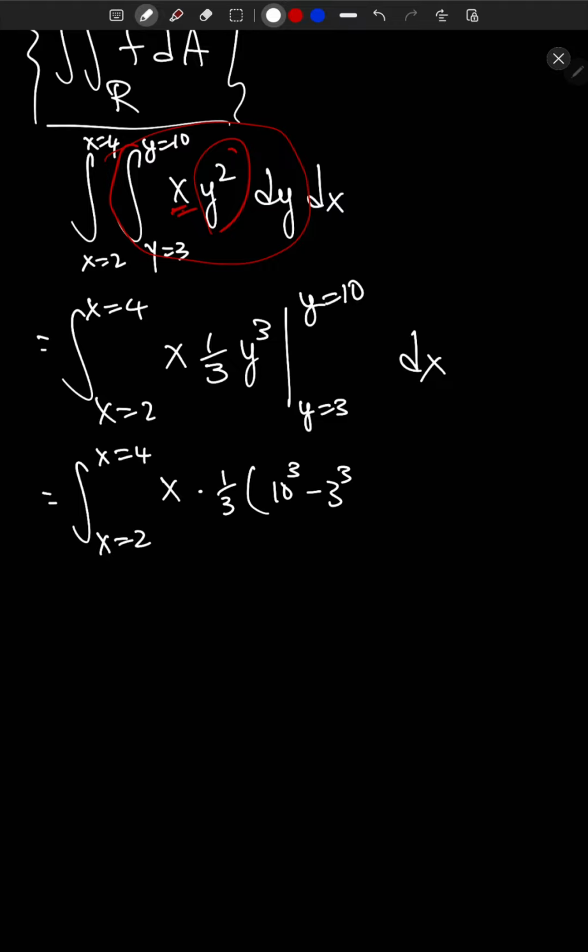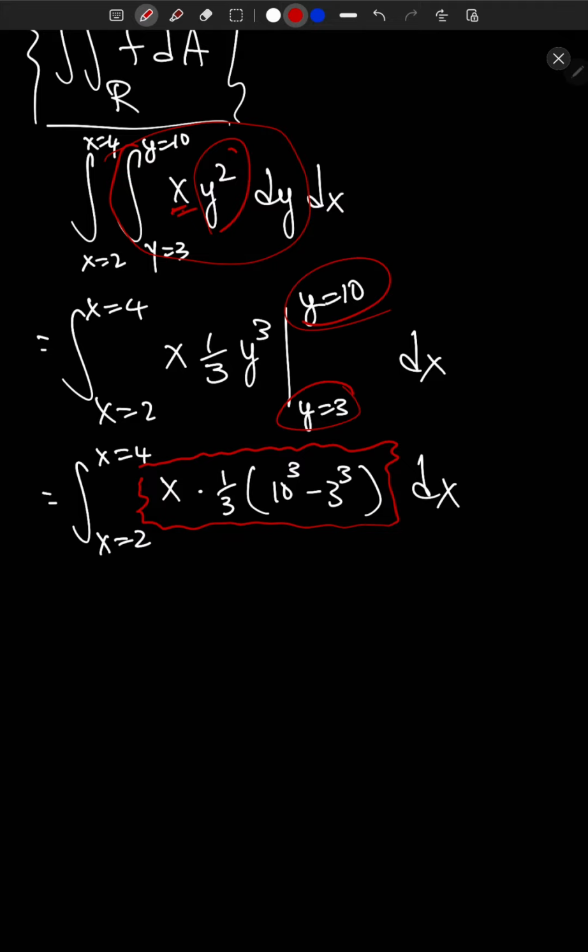When we actually write that out, that's going to be x times 1/3 times 10 cubed minus 3 cubed, dx. And the reason I wanted to write this out is that at this point in your problem, there should be no more y's. It's a really easy, silly mistake to make, especially in later sections, where if you set the integrals up wrong, you'll see some y's at this point. If you do, you've done something wrong, because at this point you should only see x's. The y's should have disappeared once you plugged in your limits of integration.